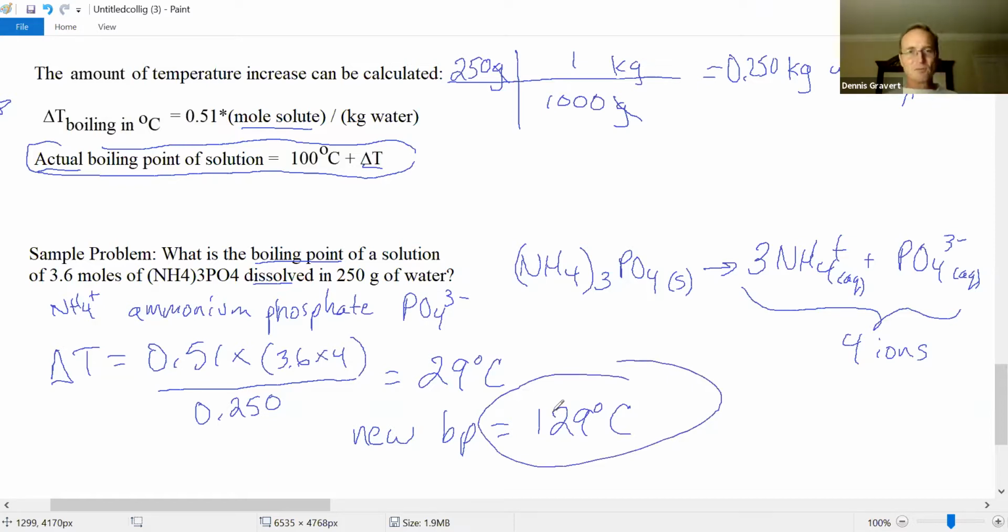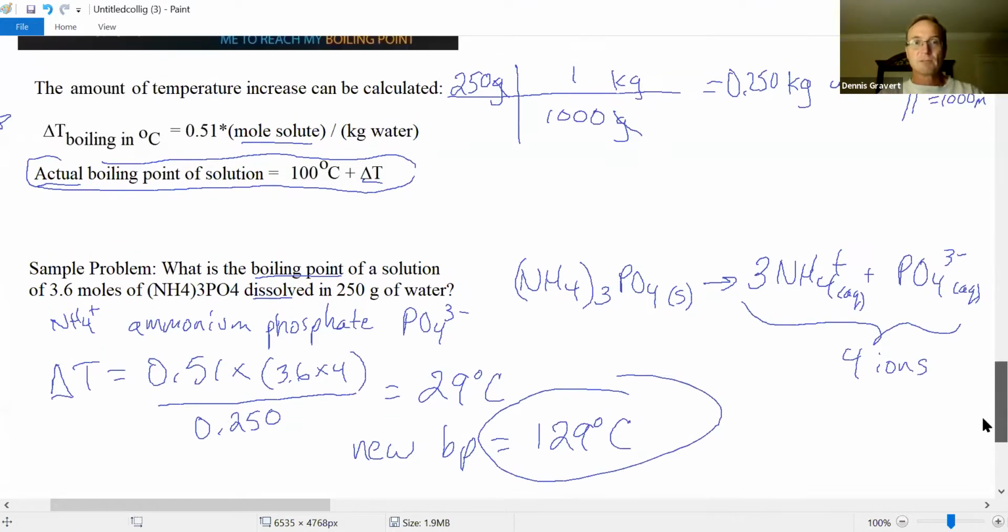There you go. Wow, that's actually pretty high. Be careful with that. Man, steam can burn. This stuff is going to really leave a mark. So be careful with that solution.